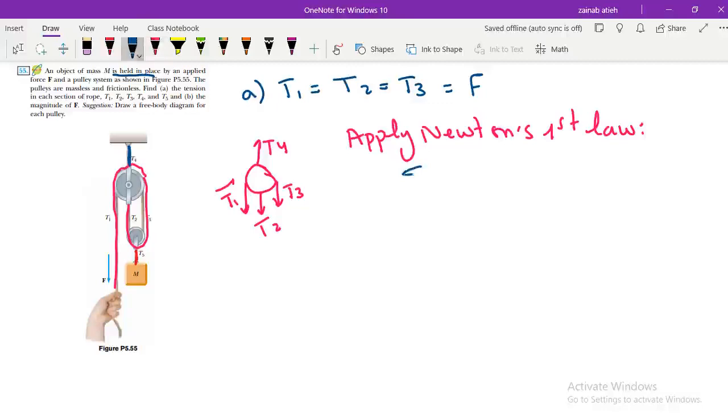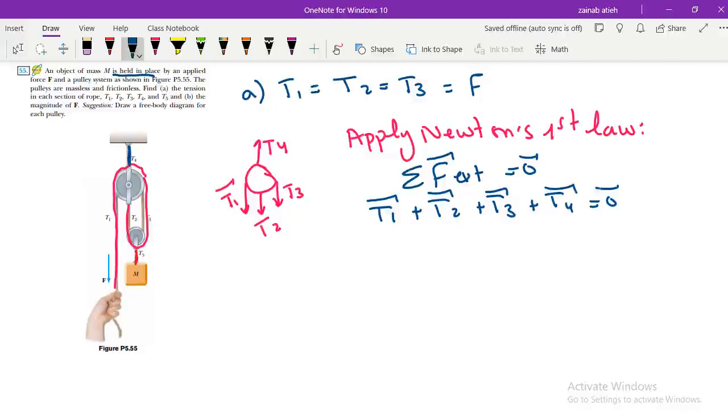So the sum of F external on this large pulley is equal to 0. We have 4 forces: T1, T2, T3 and T4. Let's project along the vertical. I will write them first: T1 plus T2 plus T3 plus T4 is equal to 0.